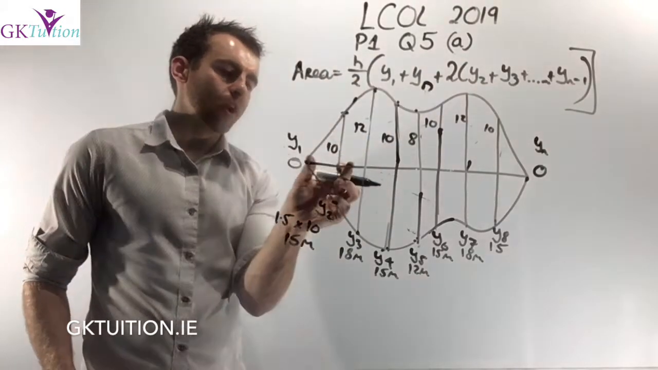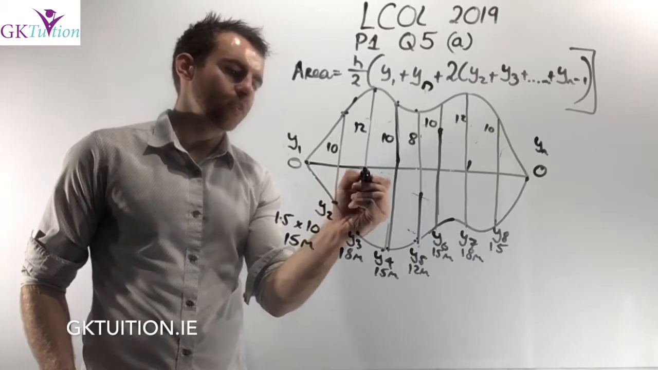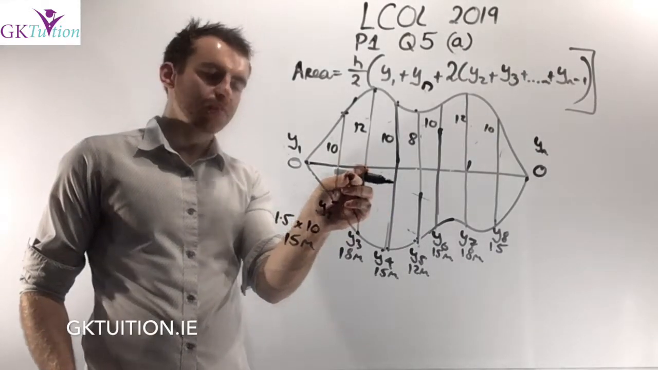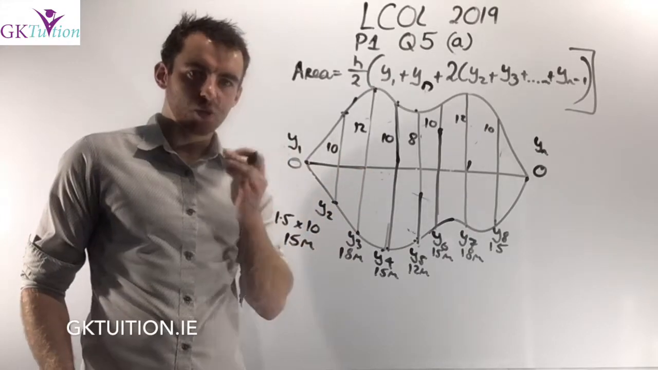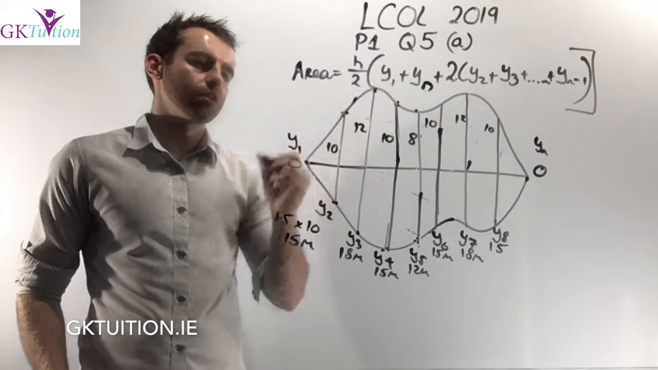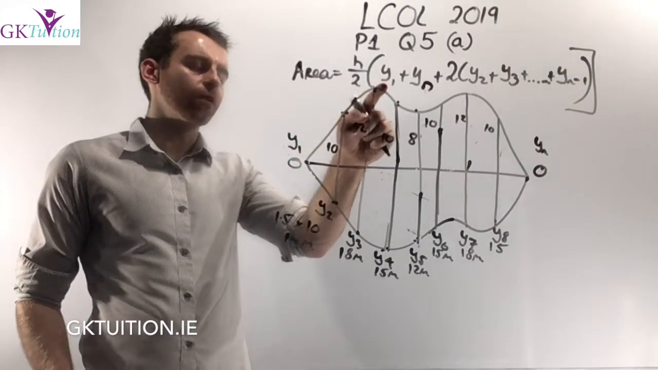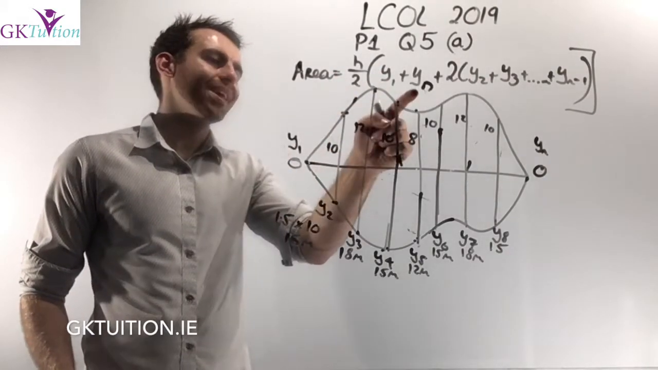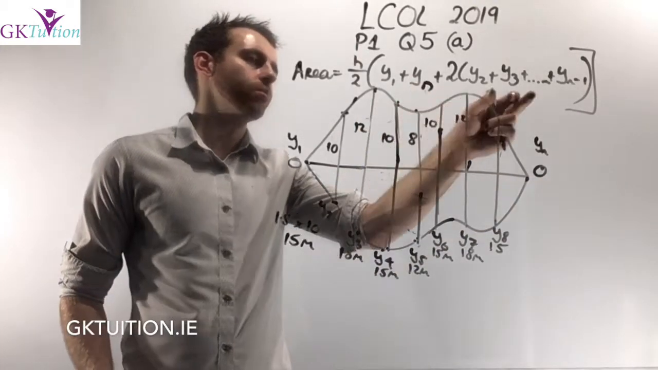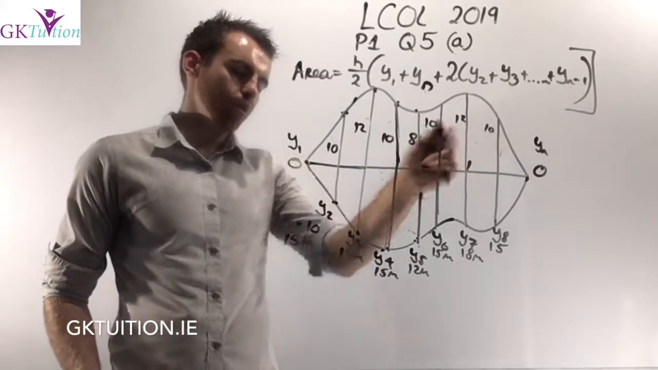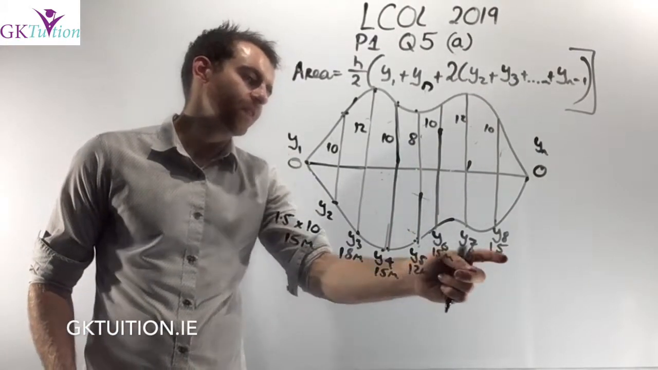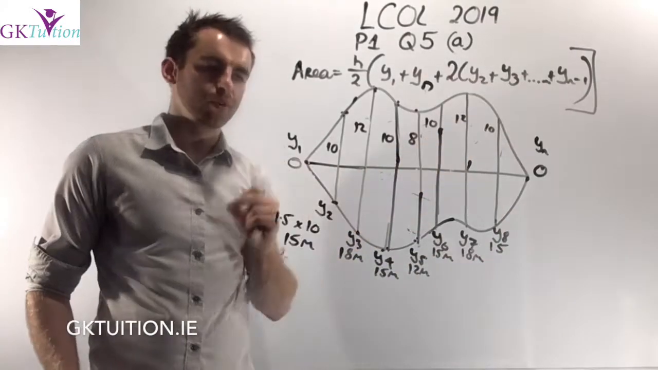H represents the width of each one. The width of each one in the diagram we've been given is 1 centimeter. And I've been told that 1 centimeter is equivalent to 3 meters in this garden. So my H over 2 will be 3 over 2. Y1 is the first height, which is 0. Yn is the last height, which is also 0. And then it's plus 2 times all of the other heights, which I've worked out is 15, 18, 15, 12, 15, 18, 15. So I add them all together and I put them in there.